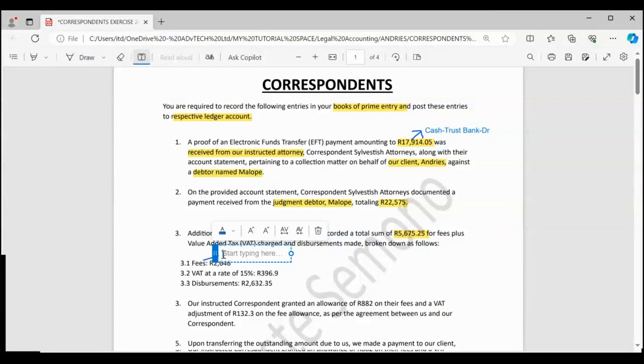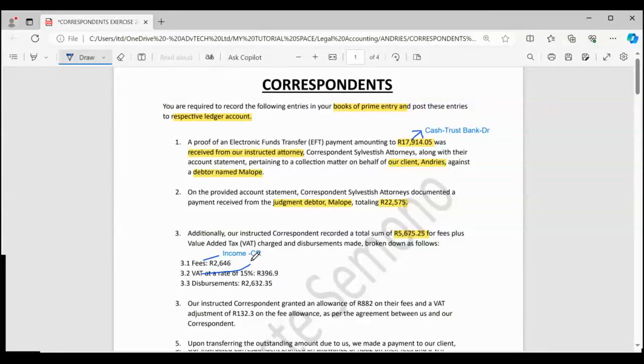Fees are incomes to us, and obviously our incomes for the business will increase on the credit side. So we're just preparing for the record. Can you see now? The fee account will be opened, and thereafter even the SARS account will be affected.